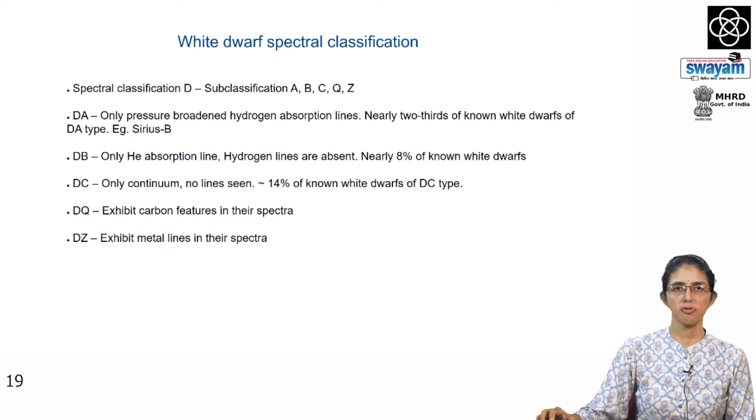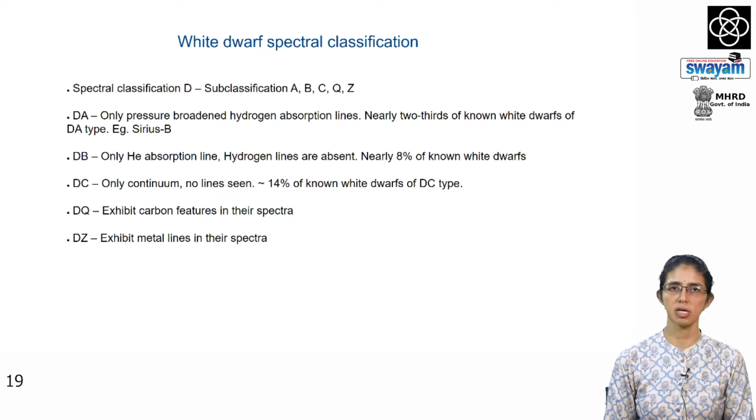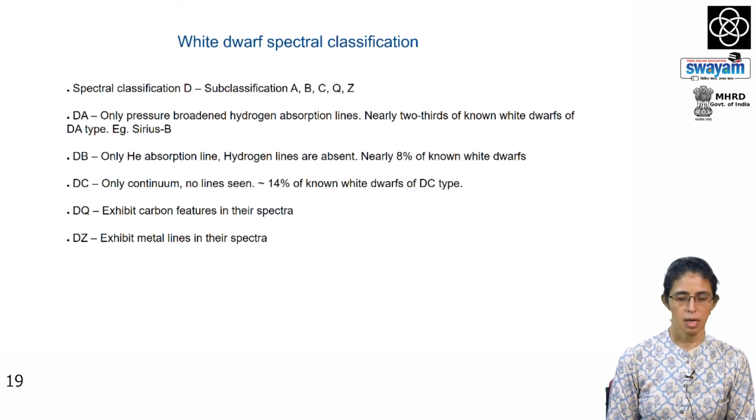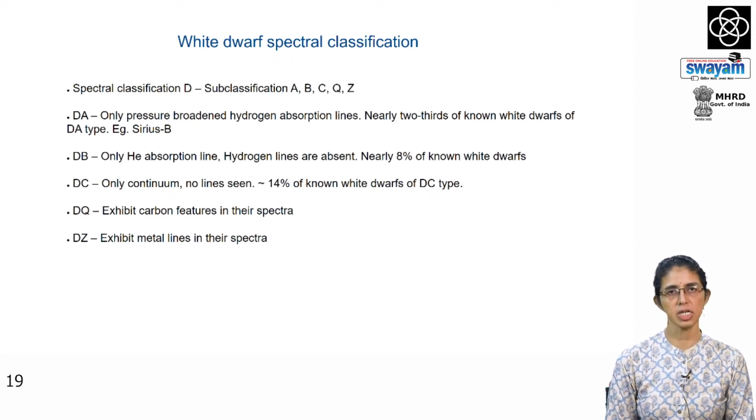A spectral analysis of white dwarfs has shown that they can also be classified according to their spectra. Although the white dwarf is given a spectral classification of D, there are various subtypes that are observed, and these are given the letters A, B, C, Q and Z. For example, one can have a white dwarf which is DA or DB or DC. Now, what are DA type white dwarfs? These represent white dwarfs which have only pressure broadened hydrogen lines. No other lines are observed, and nearly 2/3 of known white dwarfs are found to be of DA type.